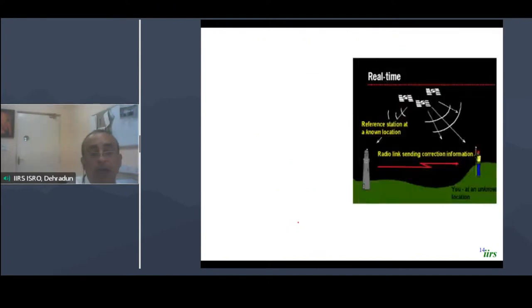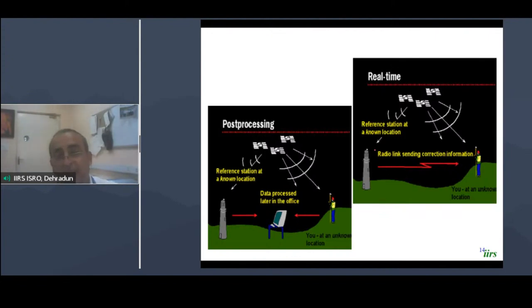Now you can see real time and post mission. In real time, the base is kept at a lighthouse and the rover is somewhere else in the field, and both are communicating through a radio link, through a beacon. Here is the transmitter and here the receiver. So it is transmitting the error from base to rover. So it is a real time, relative positioning technique.